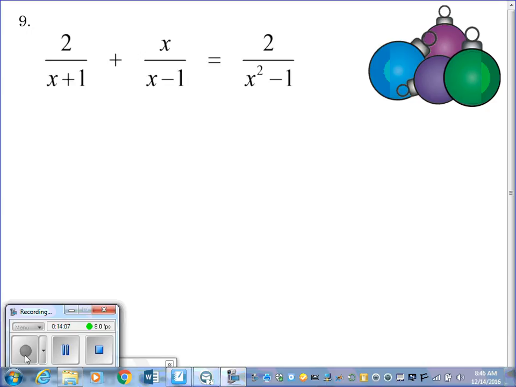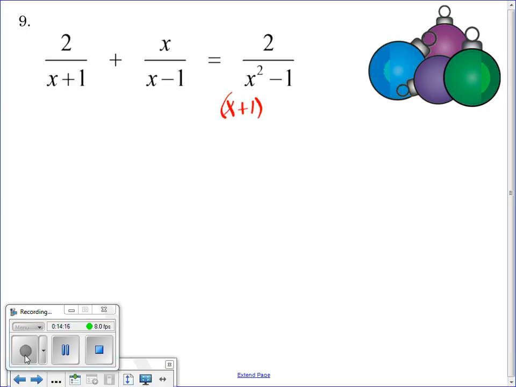Step 1 was to what? Factor what? Good. So we need to factor this one. X plus 1, x minus 1. If we can't factor, we're in bigger trouble. Okay. So that's factor denominator. What's step 2? Find your LCD, which would be x plus 1, x minus 1. So we're going to multiply every top by x plus 1, x minus 1.